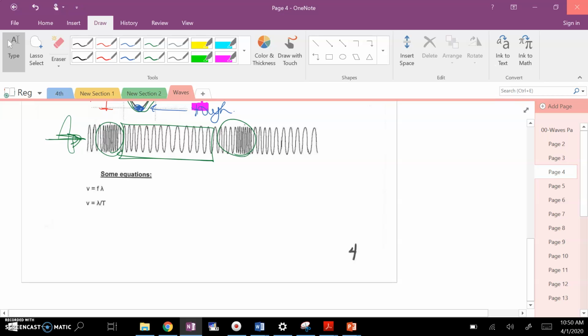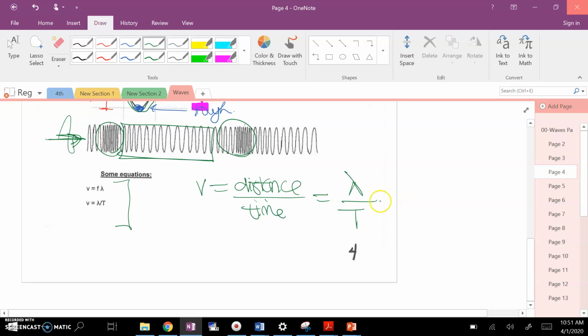I want to just go through this really quick. Some equations you'll need are, just like we know that velocity is distance over time, this is still the case. Distance in waves is the wavelength and time is the period. Okay? I'm going to show you how to come up with this equation right here.